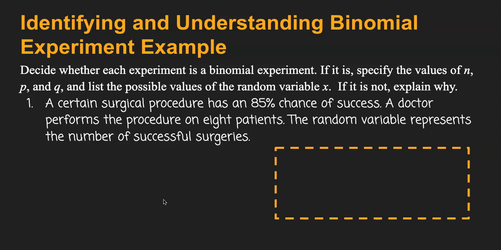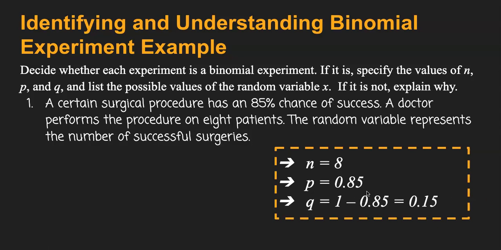Now, this is a binomial experiment with n of 8, because we're performing the procedure on exactly 8 patients, with a p-value of 0.85. P is the probability of success, 85% in decimal is 0.85. So what about q, the probability of failure? How do you find that? You have to do 1 minus 0.85, so q will be 0.15. I did not type this up here, but you can write it on your paper too: X can go from 0 all the way up to 8.